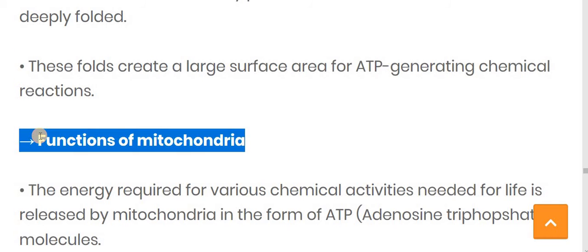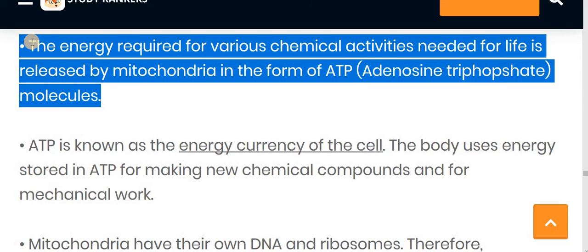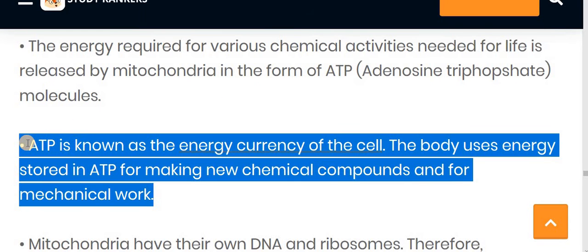Now let's see the function of the mitochondria. The energy required for the various chemical activities needed for the sustained life of the cell is released by the mitochondria in the form of ATP. ATP means adenosine triphosphate, and ATP is known as the energy currency of the cell. If asked why, the answer is: the body uses energy stored in ATP for making new chemical compounds and for mechanical work.